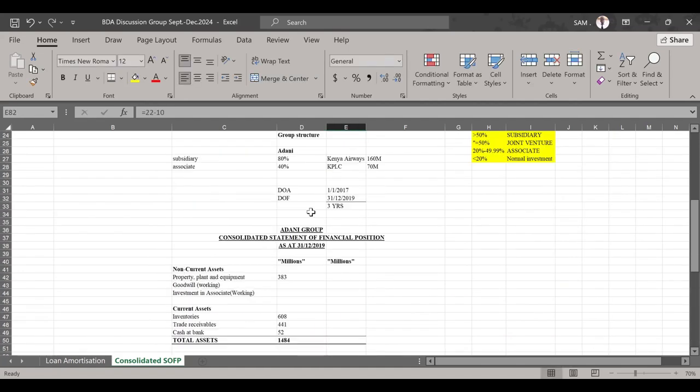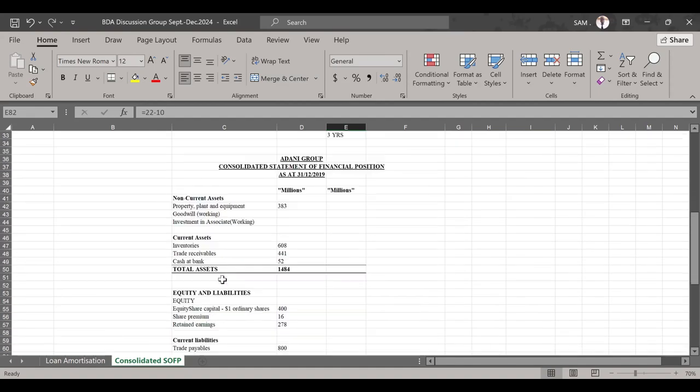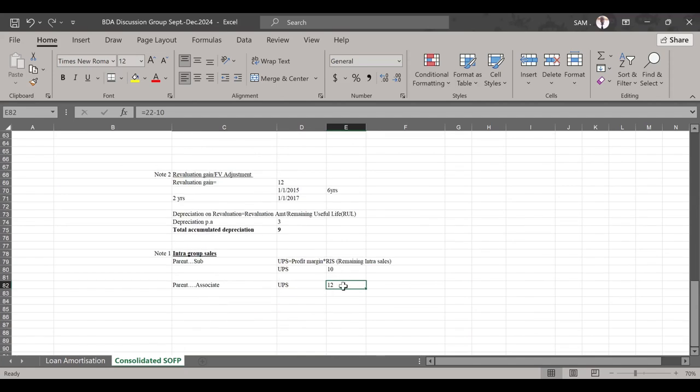But remember, we are being told this associate had only sold half by the year end, meaning that is the remaining intra-sales. Intra-sales is the sales between group members. When we talk about remaining intra-sales, we are talking about that sale between group members, but not all the items supplied were sold by the year end, by the date of the financial statement. So we get the UPS, but we only take the portion of the goods that were remaining by year end. That is how this formula is coming in.